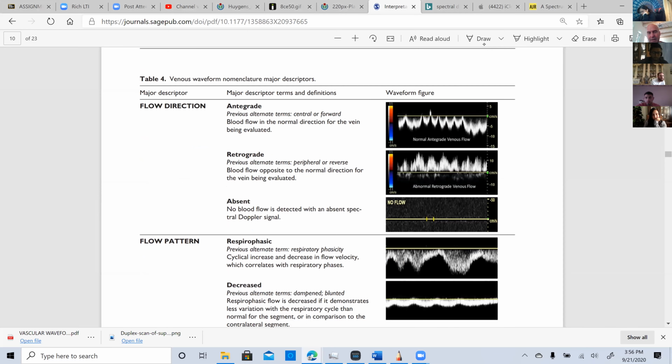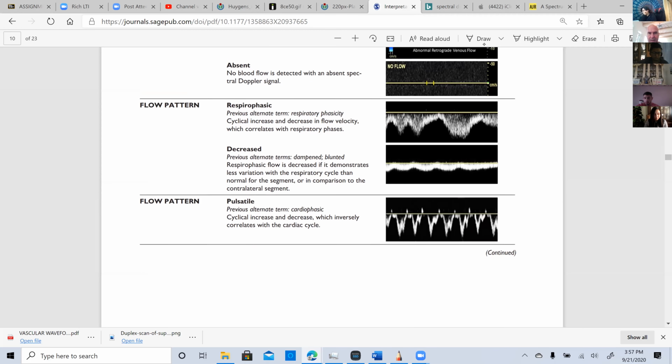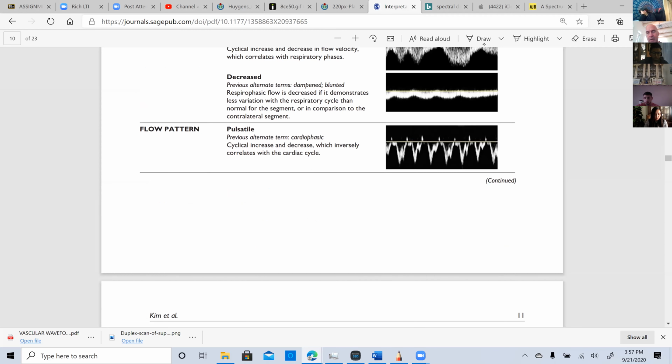Let's see. Antegrade venous flow, although there's a surprising amount of arterial heart contractions in there. Retrograde for a vein is above the baseline, no flow. Phasics. Pulsatile venous flow if you're very close to the heart. Cardiophasic.